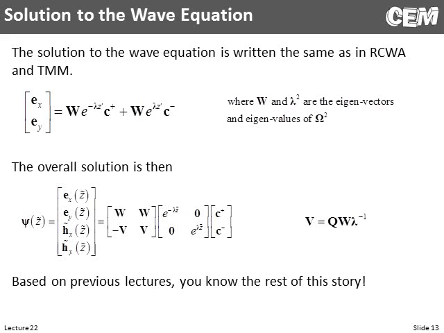So we want to solve our wave equation. Well, we have the solution of the same form that we saw for rigorous coupled wave analysis. And so then we can immediately write the form that also includes the magnetic field. So this solution contains all 4 of the transverse field components. We're still missing EZ and HZ, but we can write our solution this way. And we can calculate the eigenvector matrix using our well-known formula at this point, QW divided by lambda. And really, you know the rest of the story to this.